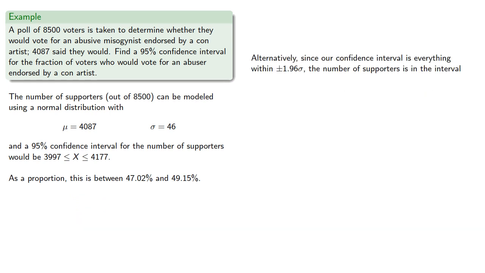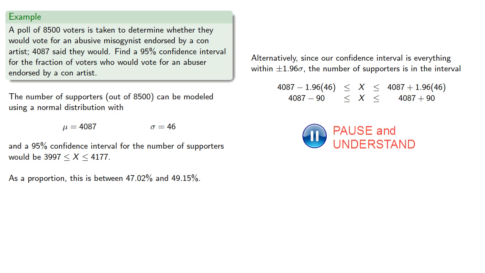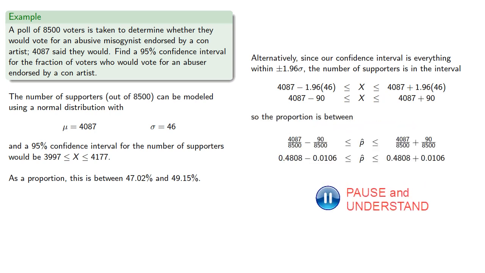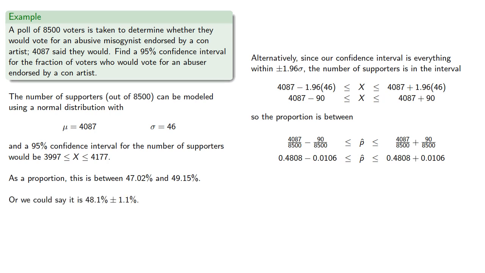Alternatively, since our confidence interval is everything within plus or minus 1.96 standard deviations of the mean, the number of supporters is going to be in the interval. So our proportion is going to be between, and again, we can convert this into a percentage. We could say this is 48.1% plus or minus 1.1%, where we've rounded our values to the nearest tenth of a percent.